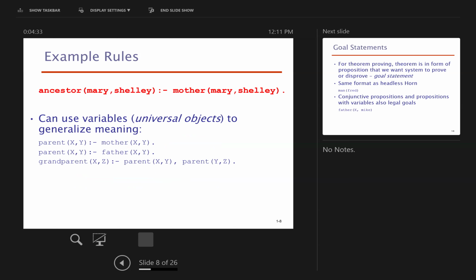So this rule is true because what? If Mary and Shelley are ancestors, that means Mary ancestor is Shelley, then one is a mother and one is a child. So this rule is based on the fact, because we must have the facts first before we construct the rule. So that's true. Mary ancestor is Shelley, then that means Mary is also the mother.